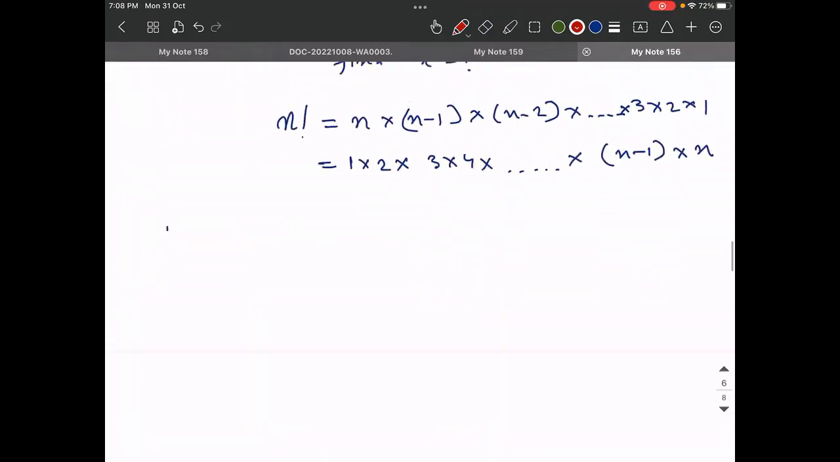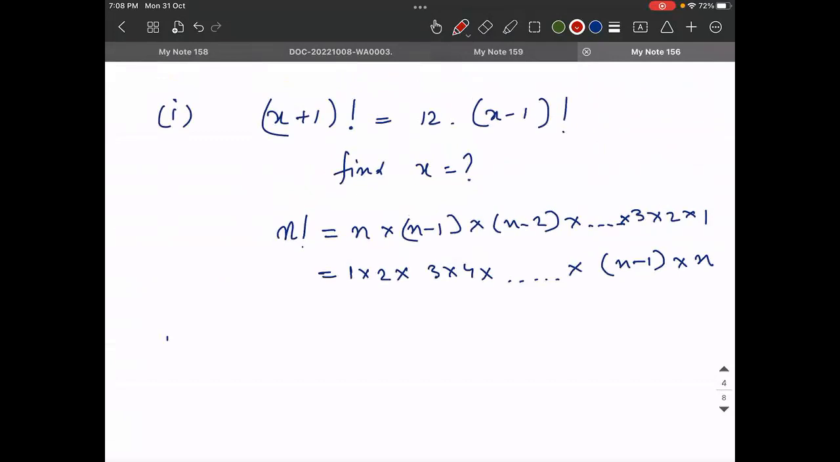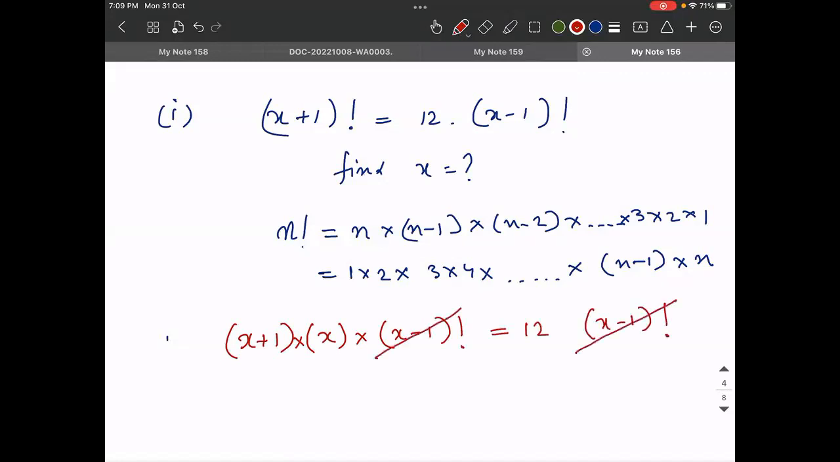Okay, for this I'll write down the solution. See, x plus 1 factorial, you have to write in terms of x minus 1 factorial. So x plus 1 factorial you can write as x plus 1 multiplied by x plus 1 minus 1, that will be x multiplied by x minus 1 factorial, that is equal to 12 times x minus 1 factorial. So x minus 1 factorial you can cancel out because this will be equal to 1.